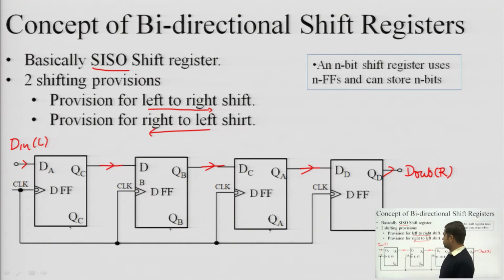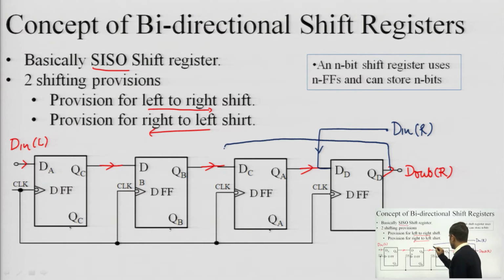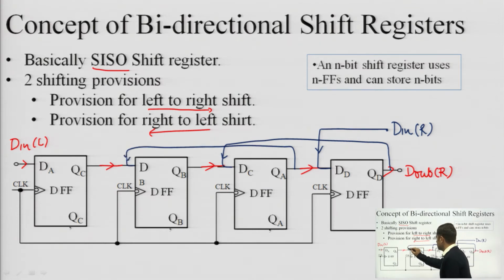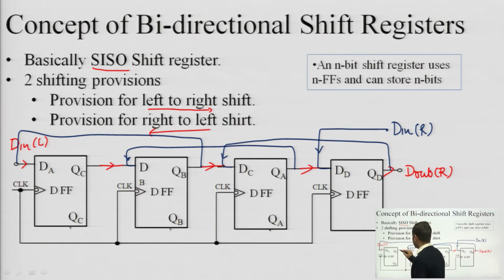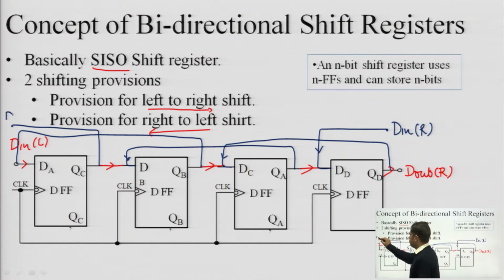Then coming to the second mode, right to left, that means data has to come from the right side. For this, let's change the color. Now the data will be from here. This will be the data in from the right side, and this data enters from here, exits from here, enters the input of the next flip flop, exits from here, enters the input of the next flip flop, exits from its output, and then enters from this one, and this will be the final D out from the left side. So this is something which we want to implement in a single circuit.